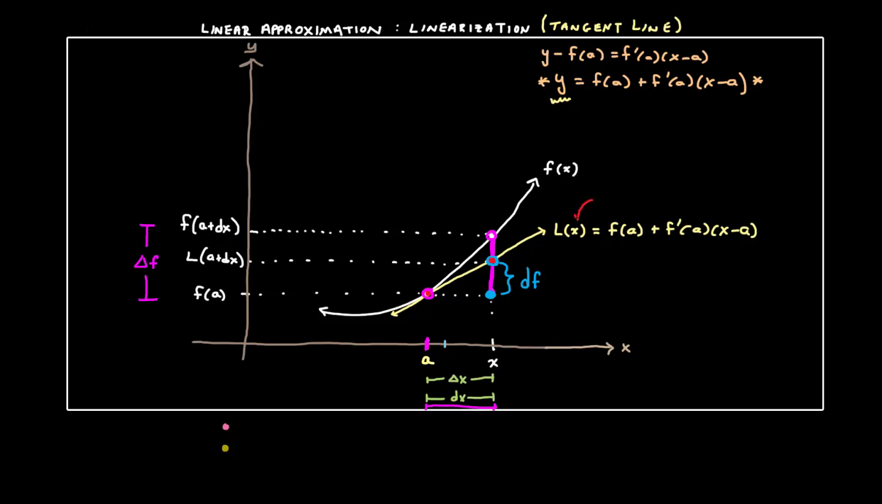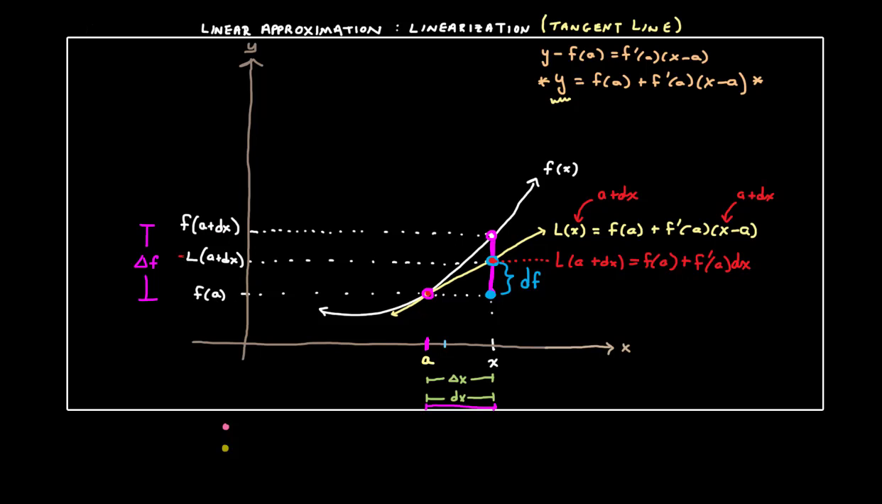So what I would do is I would plug a plus dx in for x to figure out what this corresponding point is. So here, L of a plus dx is going to be f of a, I'm plugging it into the line tangent equation, plus f prime of a. Now see, if I'm plugging a plus dx in for x, then the a's are going to cancel, and then we simply have dx.